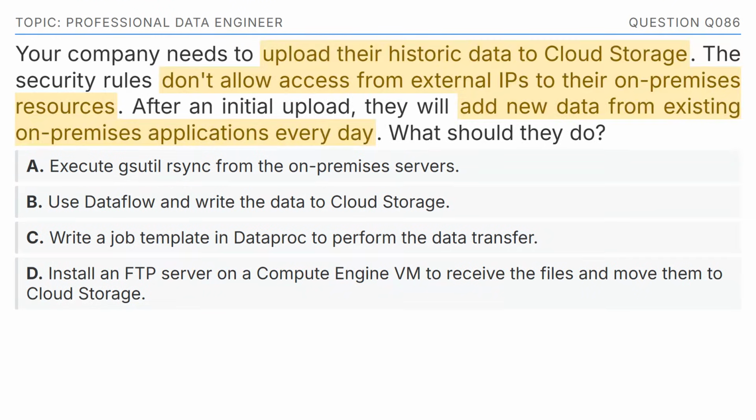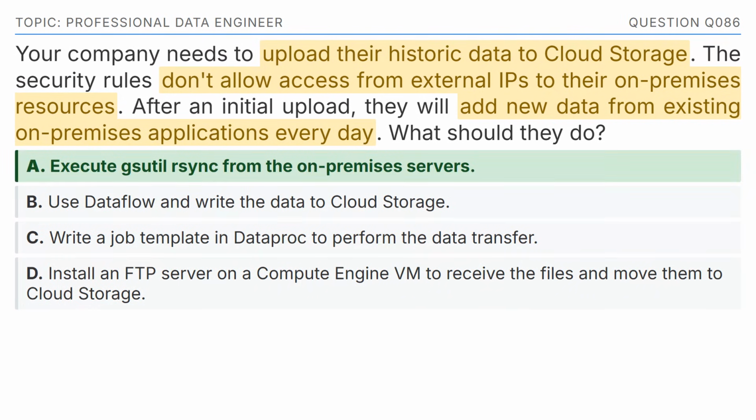To arrive at the correct answer, we focus on the keywords: upload their historic data to cloud storage, don't allow access from external IPs to their on-premises resources, add new data from existing on-premises applications every day. Correct answer is option A, execute sudo rsync from the on-premises servers.